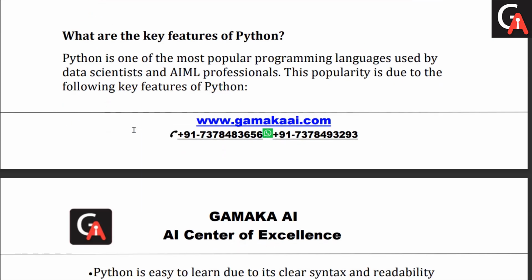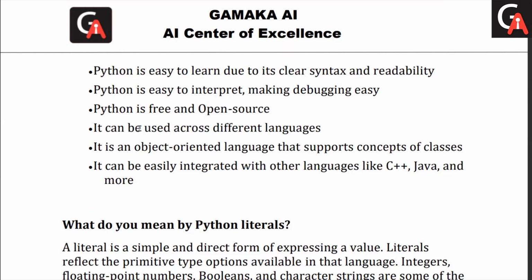Okay, next question we have: what are the key features of Python? Python is one of the most popular programming languages used by data scientists and AI/ML professionals. This popularity is due to the following features of Python. Python is easy to learn due to its clear syntax and readability. Python is easy to interpret, making debugging easy. Python is free and open source. It can be used across different languages. We have CPython, and we have Jython, right?